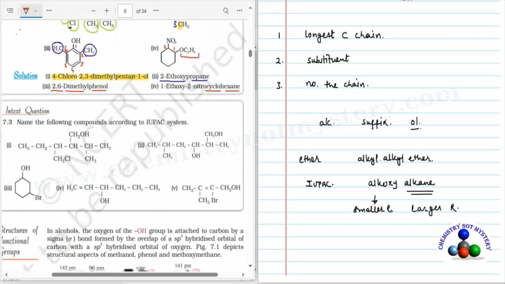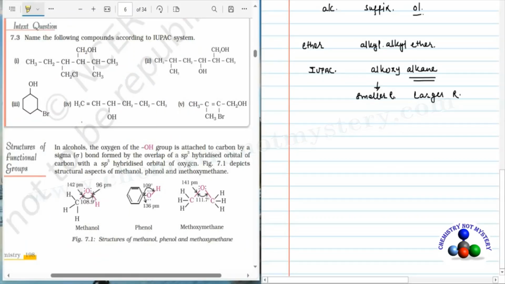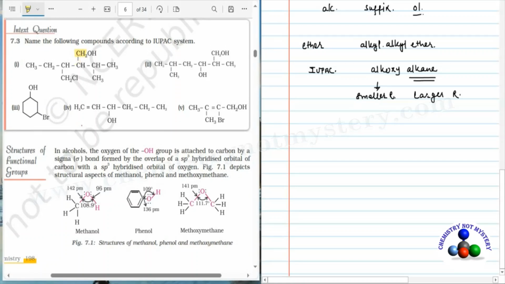Now let's try to solve these questions. Name the following compound according to IUPAC system. Now let's try to solve first question. First of all, select the longest carbon chain that includes your functional group. So here, starting from CH2, which is bonded to OH, CH, and this will be the longest carbon chain, as it includes your functional group.